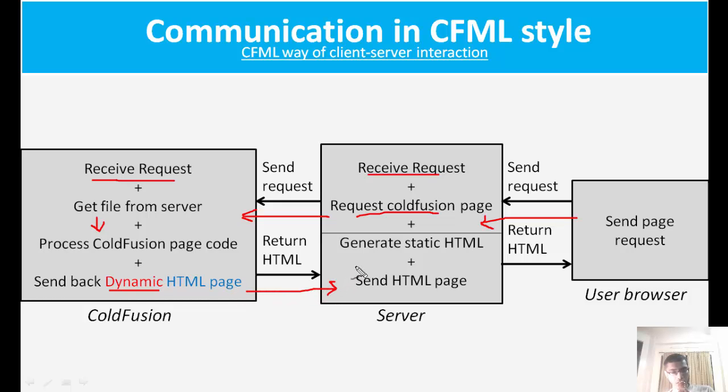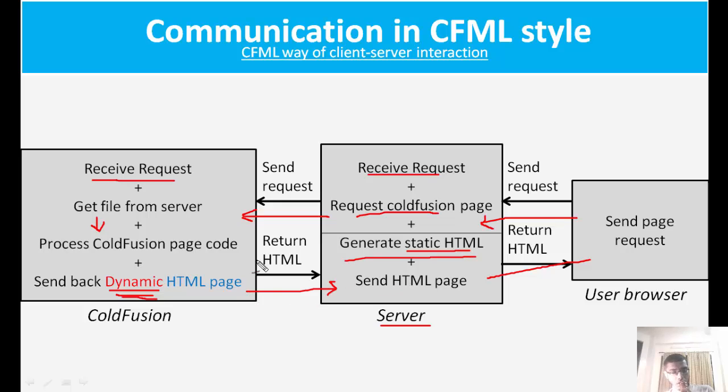The server has a job to do here. It takes the dynamic HTML page and generates a static HTML page which the browser will be able to understand, because our browsers today can only understand HTML. It generates the static HTML page from the dynamic HTML page which the ColdFusion server has produced, and sends the HTML page back to the browser. This is quite simple. The only thing that is happening is the generation of a dynamic page into a static page.